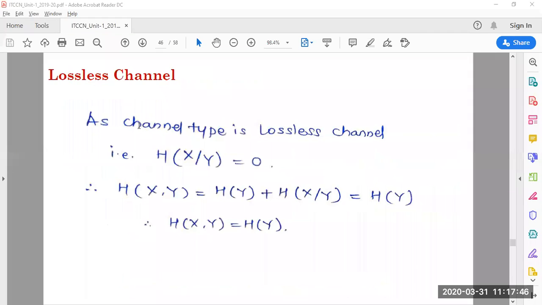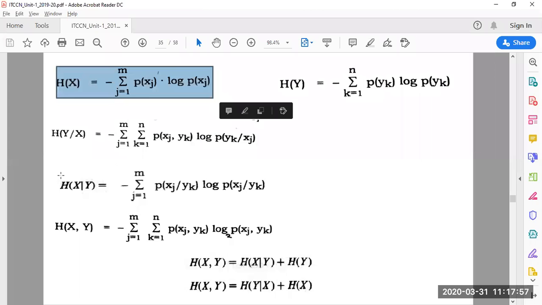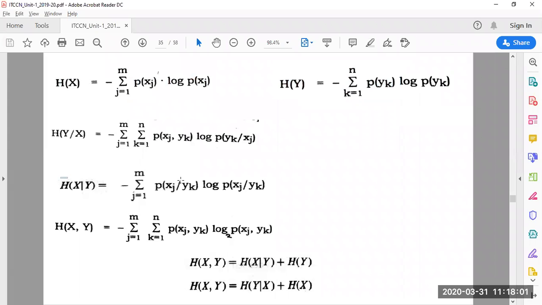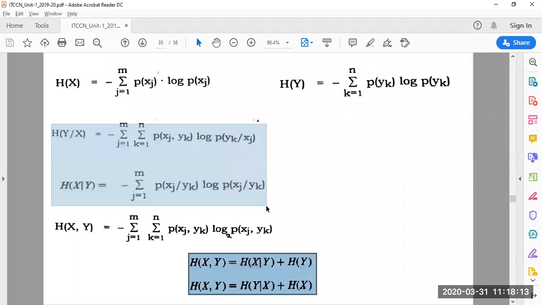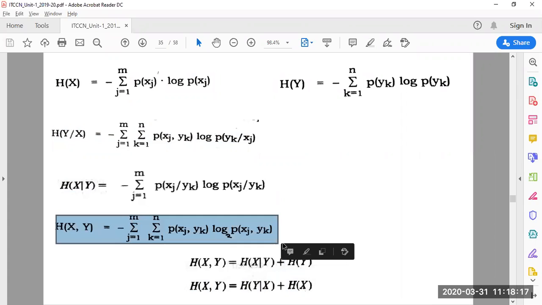So these are the formulas for these entropies. Calculate H(X), then H(Y) and H(X,Y). Once you get all these three values, you can calculate the remaining values using these formulas. So don't calculate H(Y/X) and H(X/Y) directly. Just calculate H(X), H(Y) and H(X,Y).